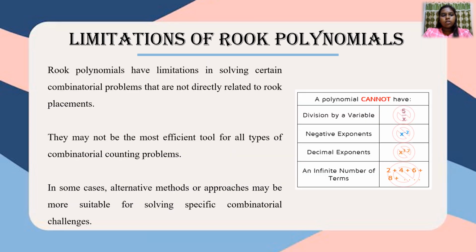Limitations of Rook polynomials. Rook polynomials have limitations in solving certain combinatorial problems that are not directly related to Rook placements. They may not be the most efficient tool for all types of combinatorial counting problems. In some cases, alternative methods or approaches may be more suitable for solving specific combinatorial challenges. A polynomial cannot have division by a variable, negative exponents, decimal exponents, and an infinite number of terms.